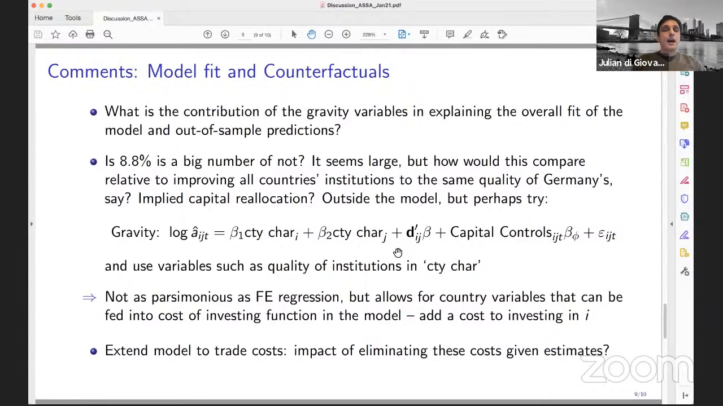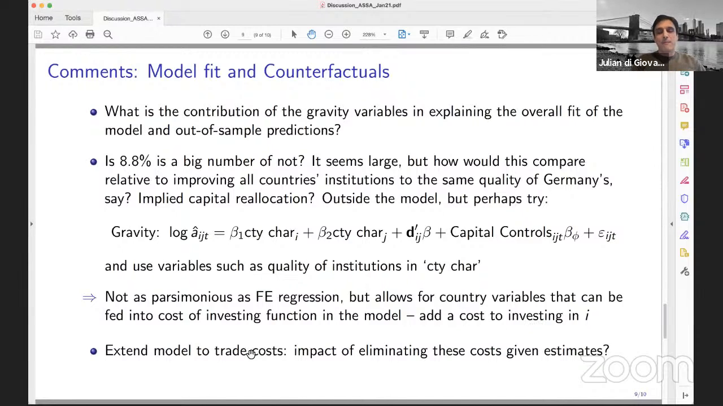Hopefully not. If not, then I'd be worried about the fixed effect regressions, and I'm guessing you'd still get something interesting showing up here. Again, not as parsimonious as the fixed effects regressions, but it would allow for perhaps adding a simple cost of investing in country I into the model, and then rerunning some counterfactuals and just trying to figure out, is it really bilateral frictions that matter, or the way the model is set up, implicitly picking up differences across countries, rather, that might matter quite a lot.